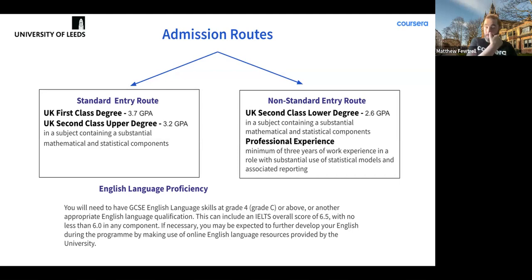As well as this, we do look for everyone to have an English language proficiency test. You will need to have GCSE English language skills at grade 4 or above. This could be the IELTS, TOEFL. They all have different results, but we do need proof of English. But if you have studied in England or in English, then we can waive this, but it is looked at on a case-by-case basis along with your application.